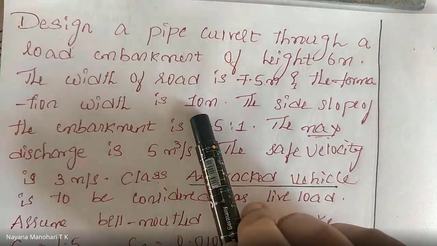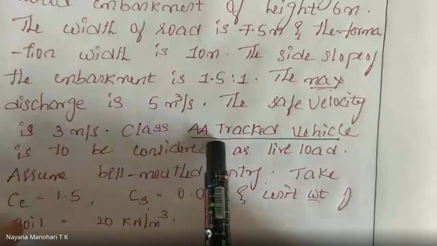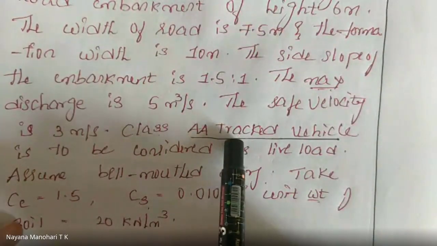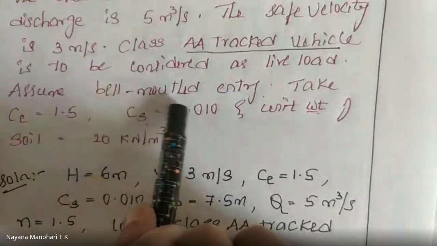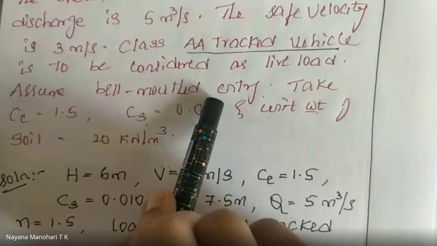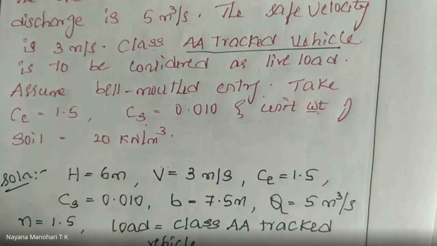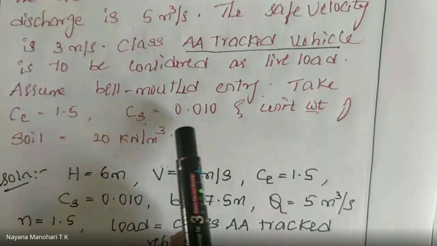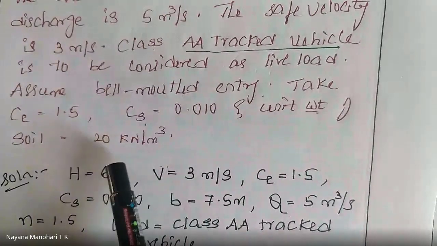In this problem, they have given it directly. And the side slope they are going to give, and the discharge and the loading standards, which type of loading they have specified. That is very important. If they have not mentioned any bell mouth entry like that, you can assume the data suitably. And some of the constant values they are going to give, that is the C and CS value and the unit weight of the soil.